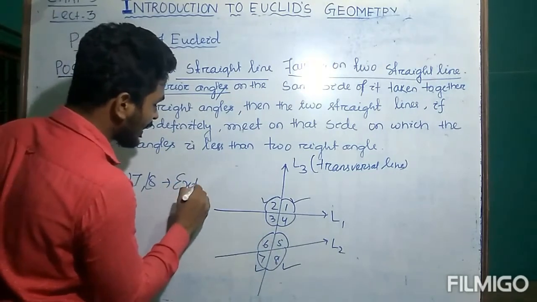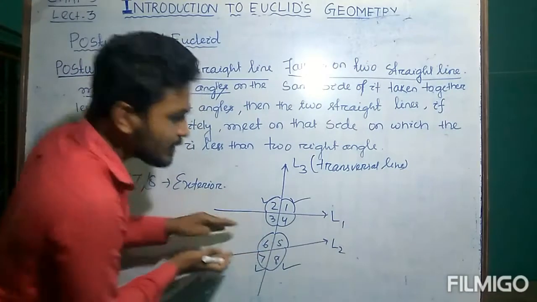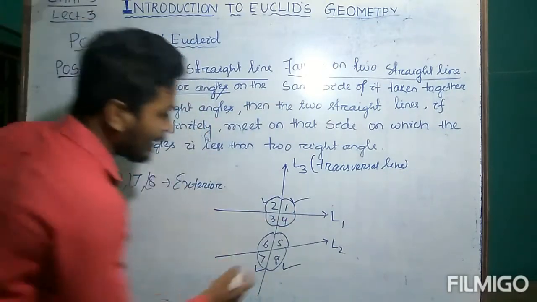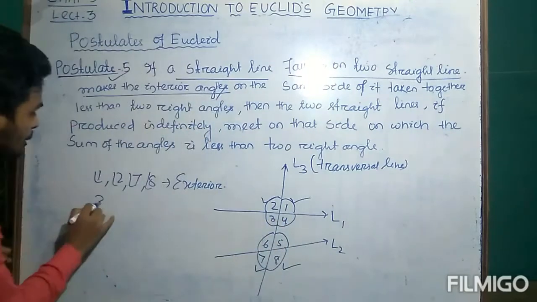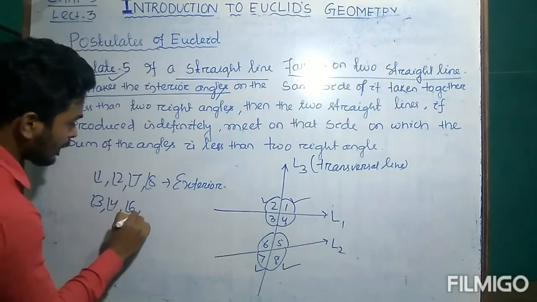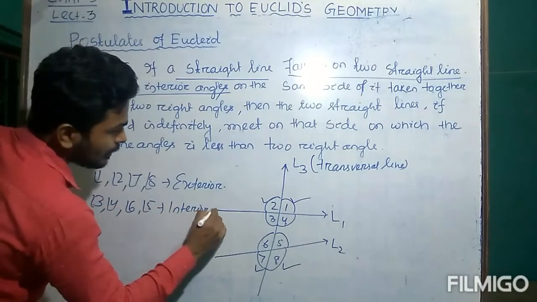These are the exterior angles, because they lie on the exterior side of these two straight lines, towards this direction, towards this direction. And the angles 3, 4 and 6, 5 are interior angles.